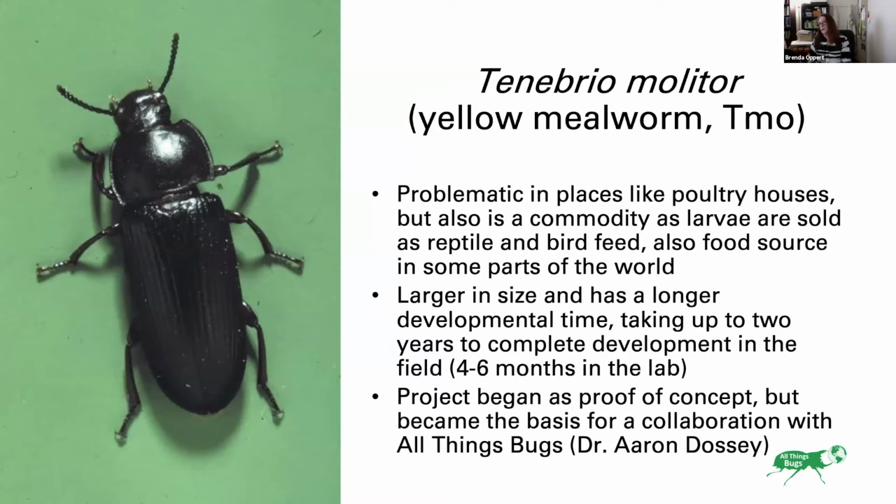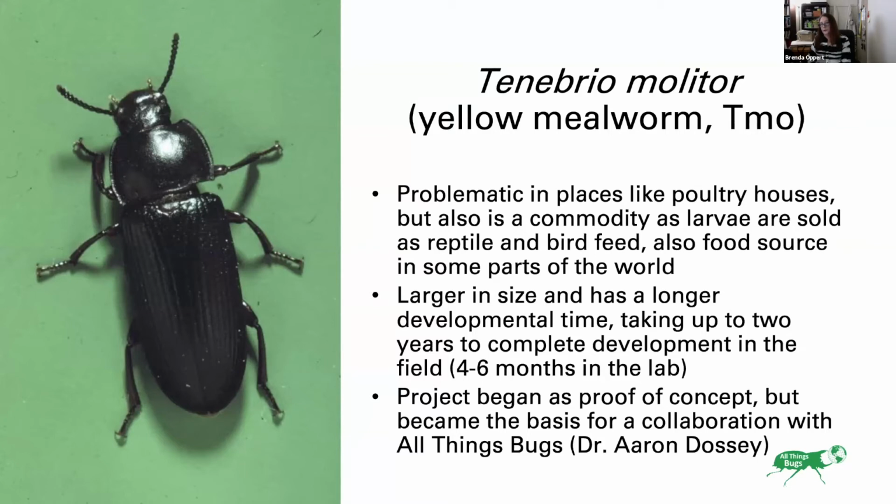So the next insect that we worked on was the yellow mealworm. This is not really a problematic stored product pest. It's more of a model that we have used for biochemical studies for many years. It can be problematic in poultry houses. But I began this project as a proof of concept to see if we could get a draft assembly and scaffold from the same insect to avoid inbreeding. This insect has a really long developmental time, so it's just not possible to inbreed.